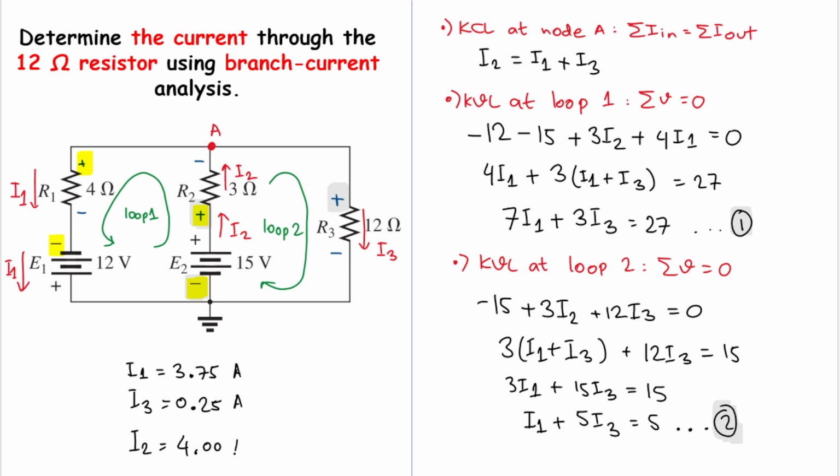However, what is the question asking us? It's to determine the current through the 12 ohm resistor. So we need to find out what is I3, but we already have the value of I3, which is 0.25 ampere. And that is how to solve this problem using branch current analysis.